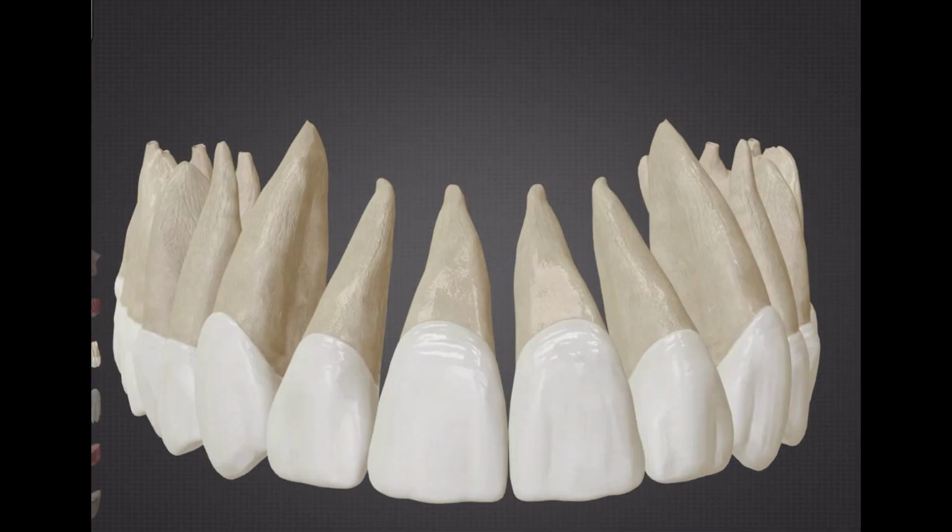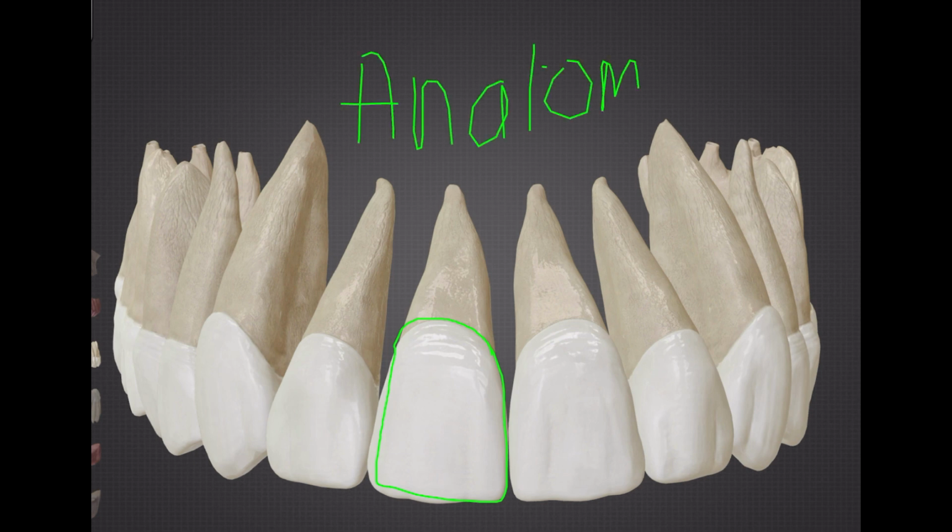For your crown, we have the so-called anatomical crown, which is best described as the portion of the crown above the CEJ. So this is the CEJ. Anything that is above your CEJ is your anatomical crown.